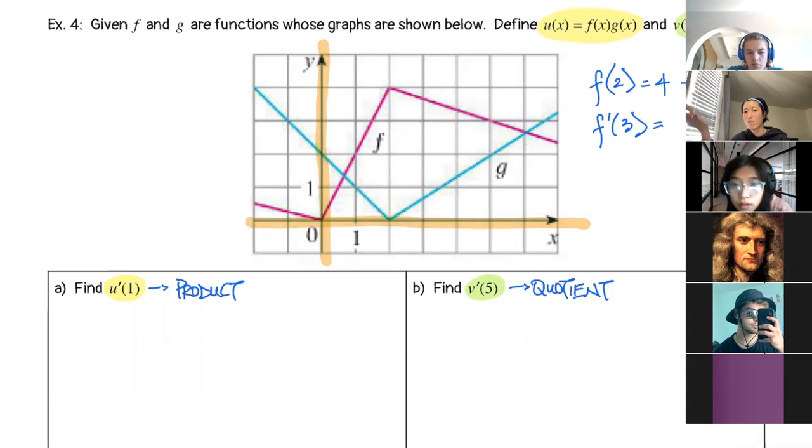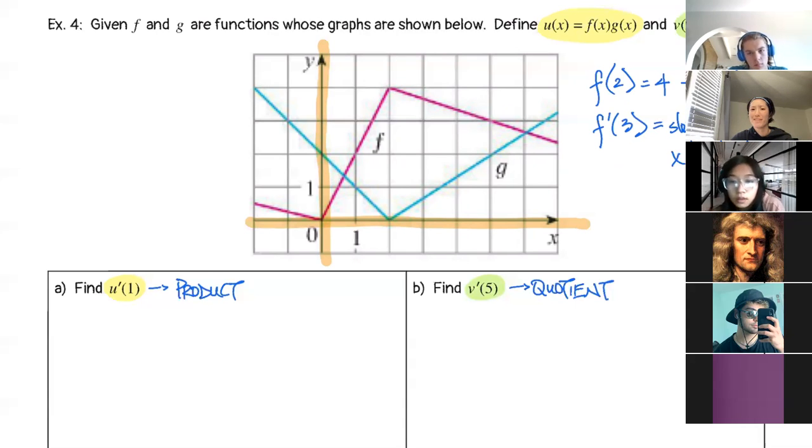Right? I can't use power rule. I can't use quotient rule. I can't use product rule. I don't even have an equation. How am I supposed to find f prime of 3? I don't want to know what it is. I want to know how we find it. Find the slope. Slope of f at x equals 3.